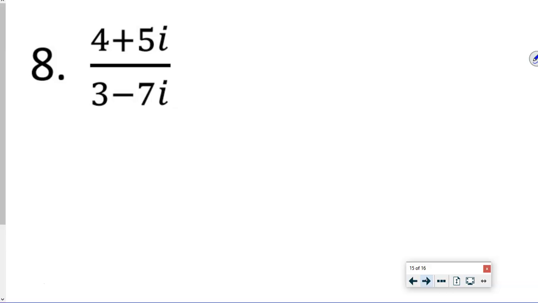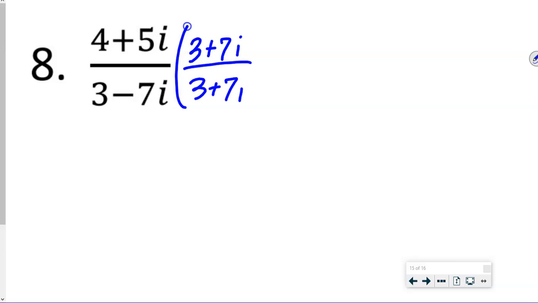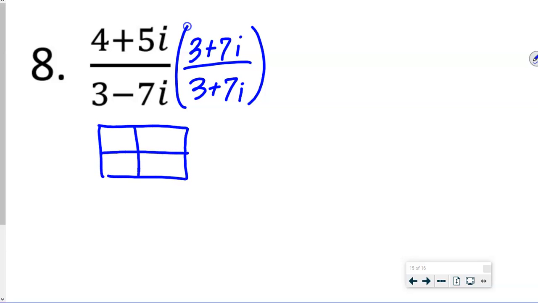Hopefully. Yeah, there we go. Go ahead and work this problem. Pause the video, work the problem, and then come back to me when you're done. All right, so here we go again. This is going to be 3 plus 7i over 3 plus 7i. Okay, so I'm going to use the box here because I like the box when it comes to doing a problem like this, especially the top. So we got 4 and 5i, right? 3 and 7i.